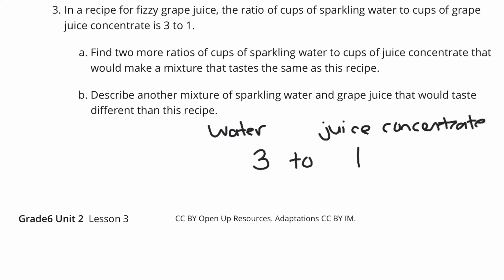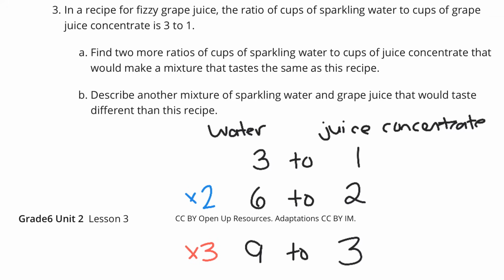Well, what happens if I double the recipe? If I double the recipe, I need to multiply everything by 2, which would get me 6 to 2. Now, what if I triple the original recipe? 3 times 3 would be 9. 1 times 3 is 3. So I could have 3 to 1, 6 to 2, 9 to 3. And that'll give me A.